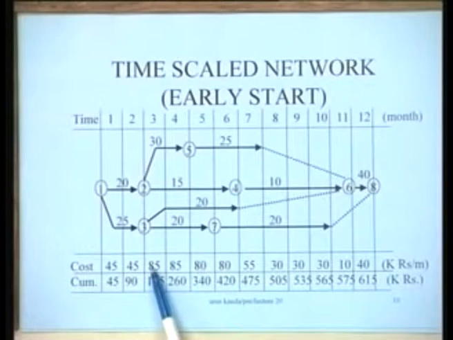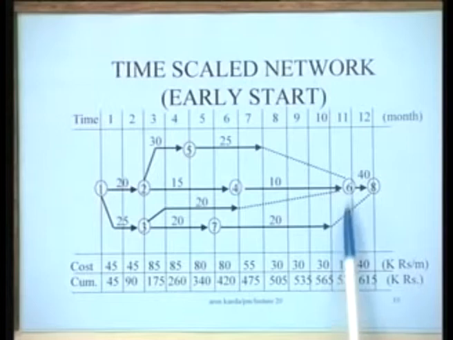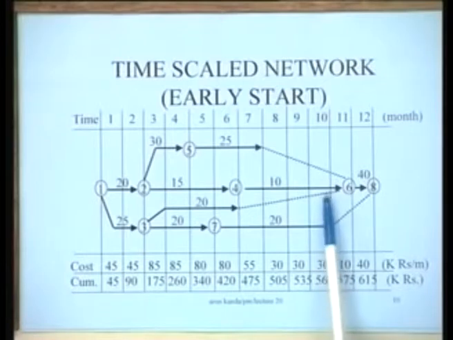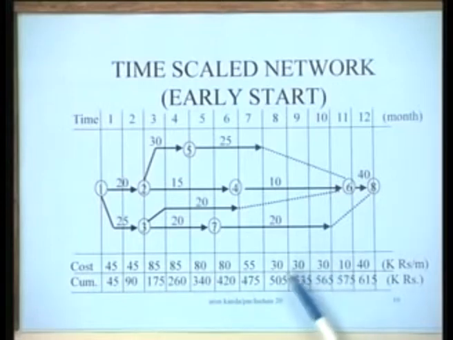So 85,000 rupees will have to be incurred in this particular month, and so similarly 85 here, 80 here, 80 here, 55, 30, 30, 30, and finally in the last period only 40, and only 10 is going on in this particular period, because this is the only activity which is going on, all other activities are over. This is the monthly expenditure.